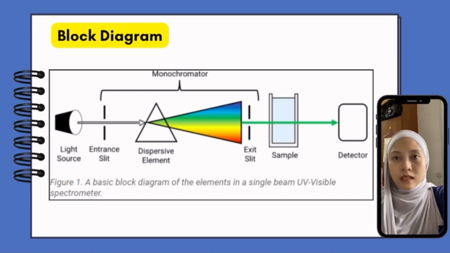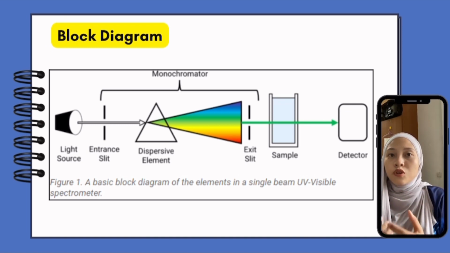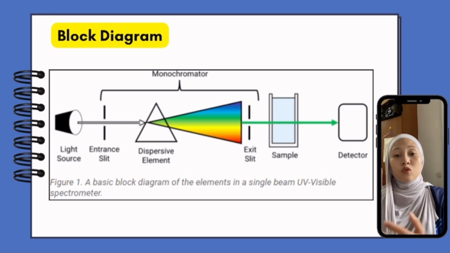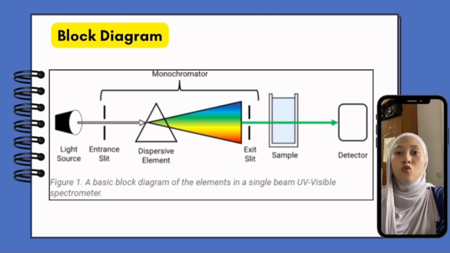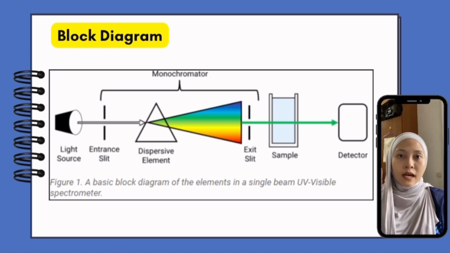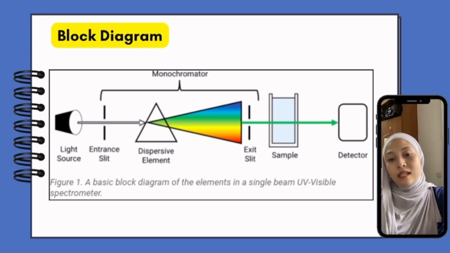And then there is the sample. The collimated monochromatic light from the exit slit will shine through the sample. The amount of light that is absorbed by the sample depends on the sample composition and the wavelength of the light. And then it will go to the detector. This detector will measure the intensity of the light that is transmitted through the sample. The detector will convert the light intensity into an electrical signal.